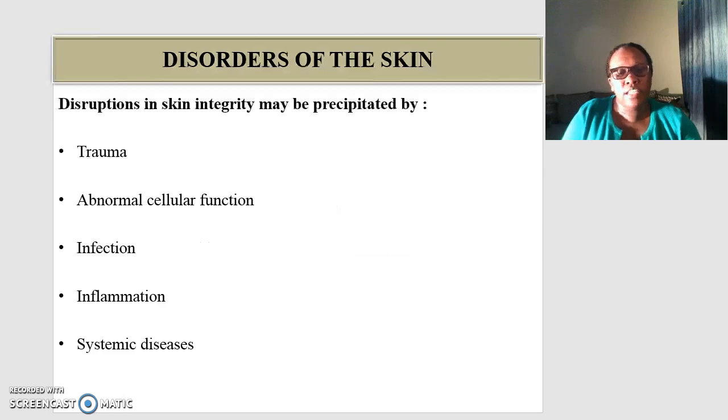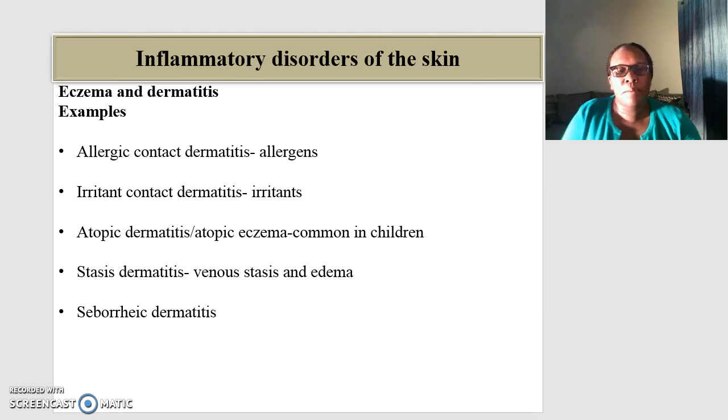Disorders of the skin. Disruption in the skin integrity may be precipitated by trauma, abnormal cellular function, infection, inflammation, and systemic diseases. We're going to start with inflammatory disorders of the skin, eczema and dermatitis. There are various examples of eczema and dermatitis. The first one is allergic contact dermatitis, irritant contact dermatitis, atopic dermatitis, stasis dermatitis, and seborrheic dermatitis.